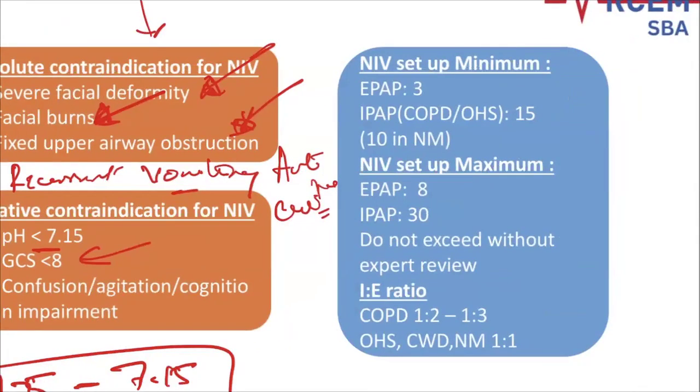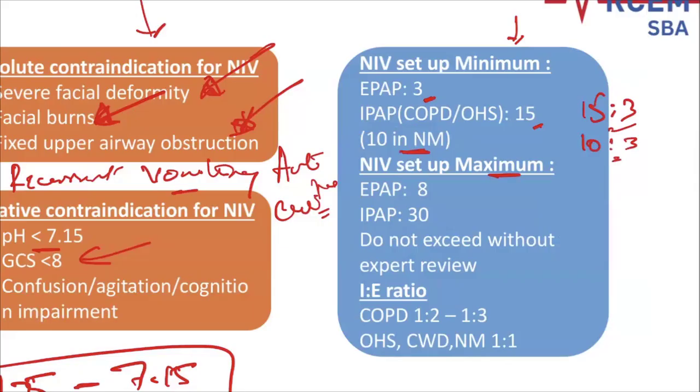NIV settings. What are the minimum NIV settings you need to have? Minimum NIV settings are expiratory positive airway pressure of 3 and inspiratory positive airway pressure of 15. So 15 is to 3, usually we call it. In neuromuscular disorders, you should decrease it to 10 is to 3, which is the minimum they call it.